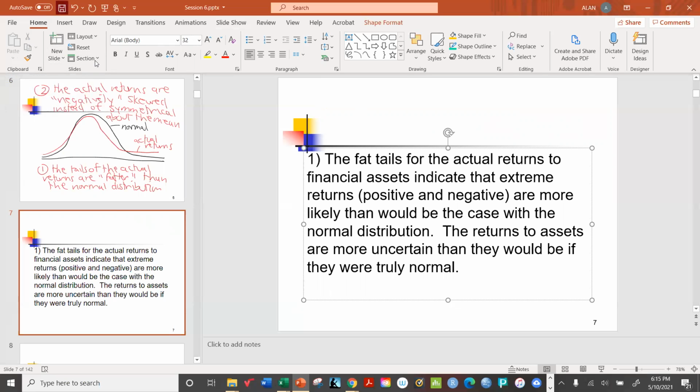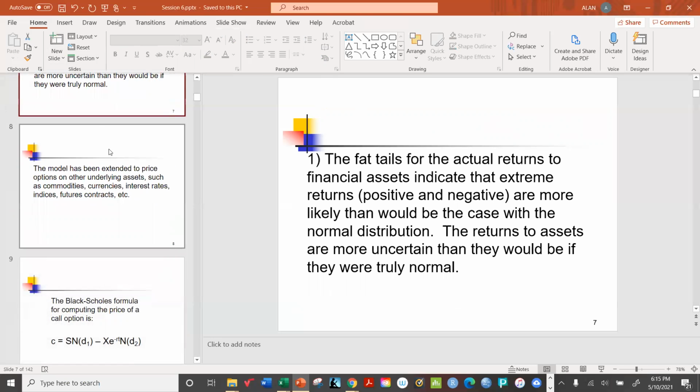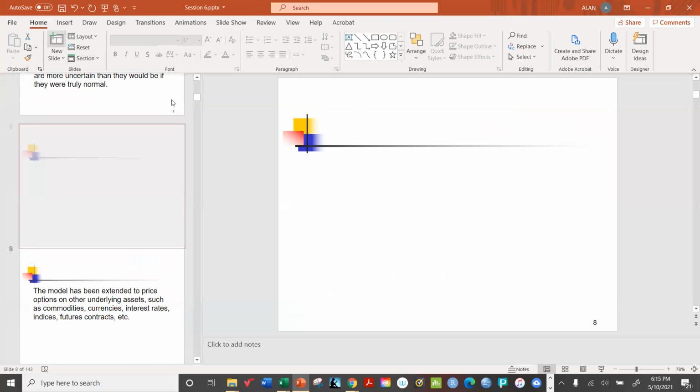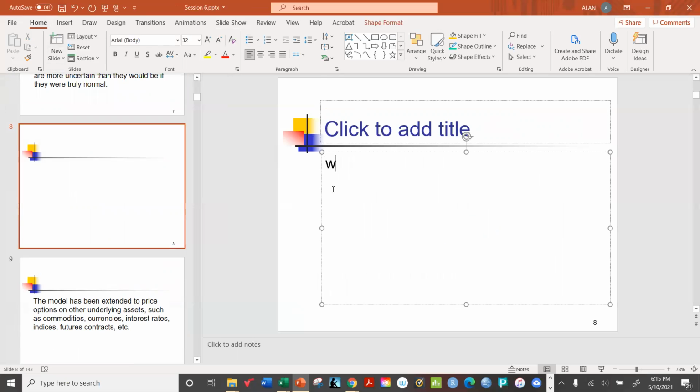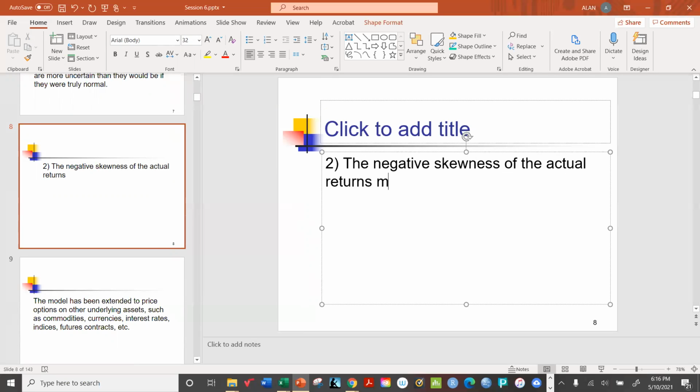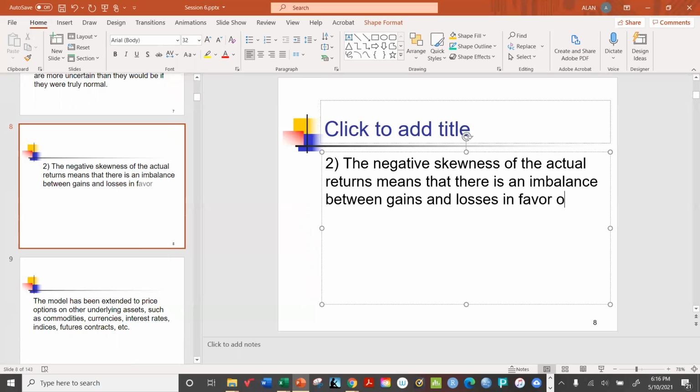And number two, the skewness part basically means, that's number two, this negative skewness of the actual returns means that there is an imbalance between gains and losses in favor of losses.